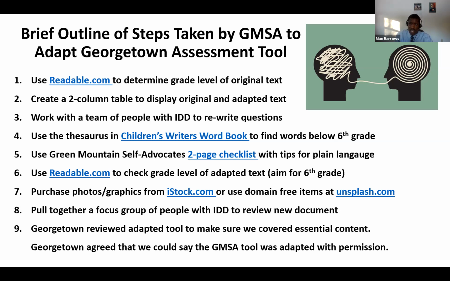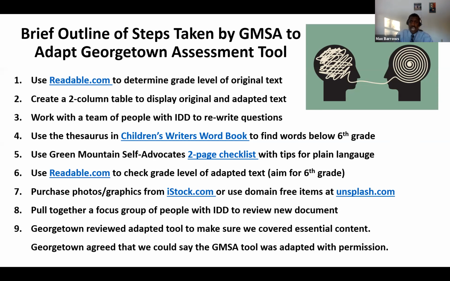The 5th thing is for the whole entire process, we use the Green Mountain Self Advocates 2-page checklist with tips on how to write and format information in plain language. Number 6, when you have a draft, use readable.com to check the grade level of the adapted text and aim for 6th grade level. That's what we did.